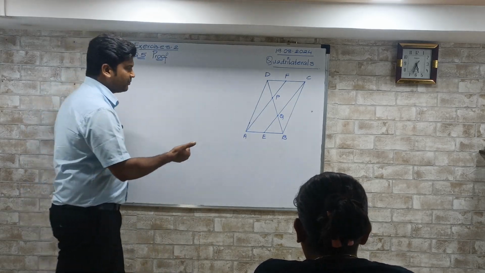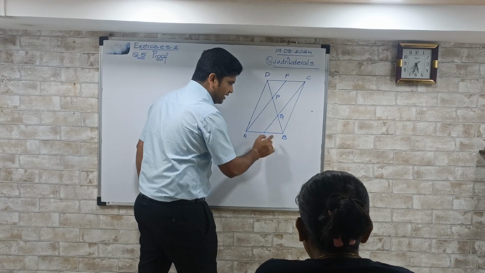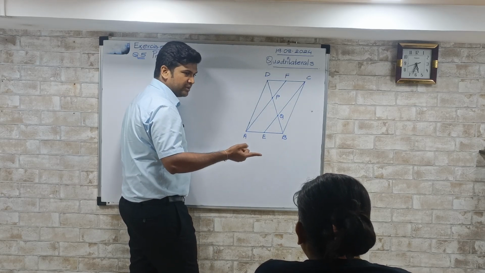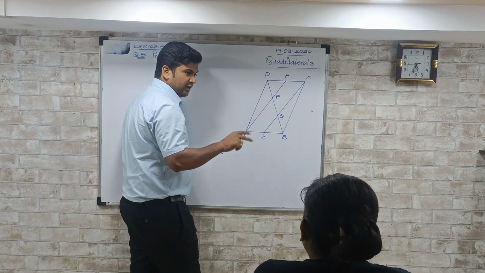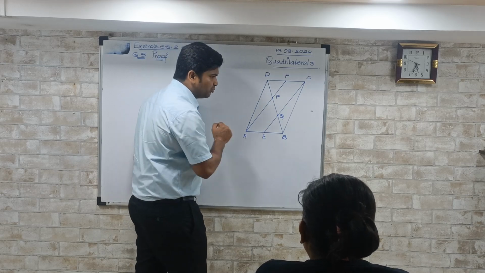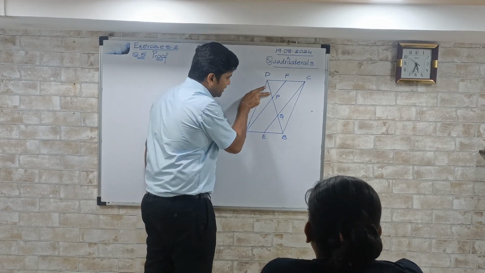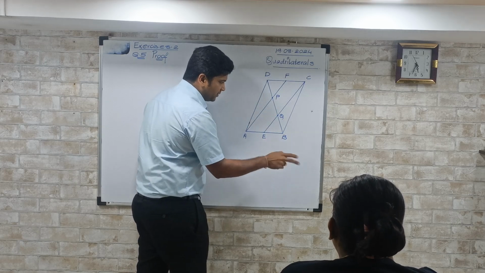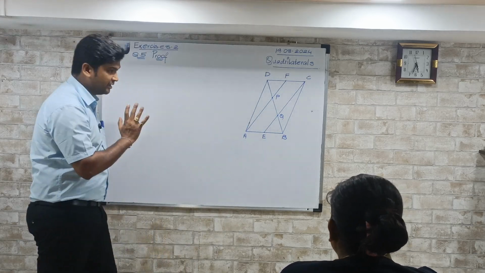प्रूफ काय करायचं आहे, जे डायगनल DB आहे ना, दॅट इज गेटिंग ट्रायसेक्टेड. नाउ व्हॉट इज ट्रायसेक्टेड मीन्स cutting into three equal parts. So which parts you have to prove equal, bacha? DP should be equal to PQ should be equal to QB. Correct. That is the target.